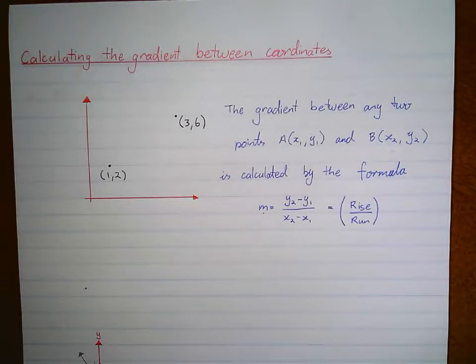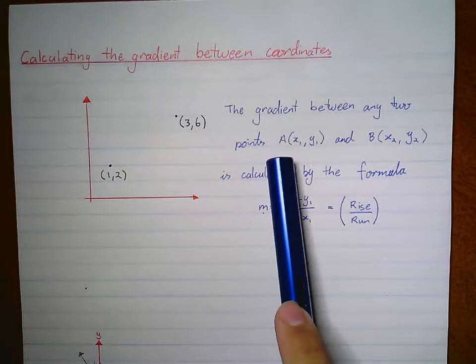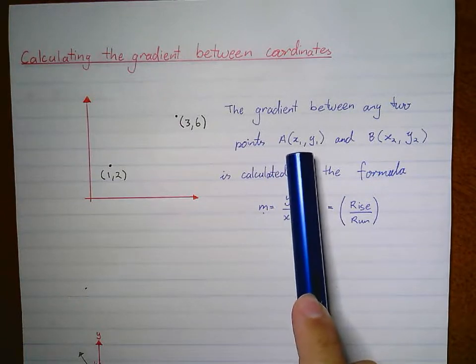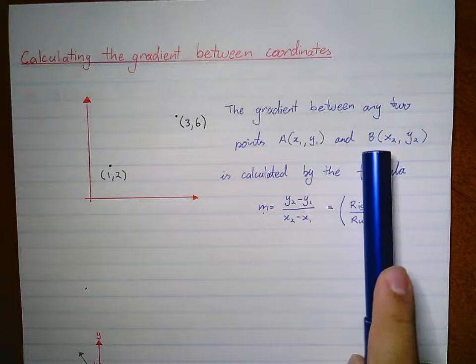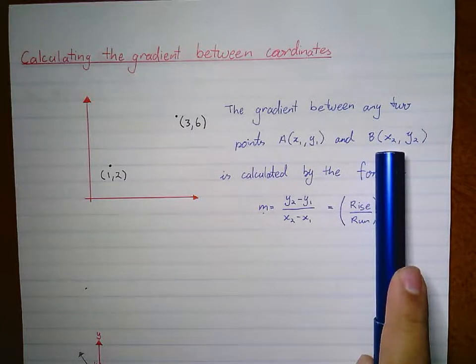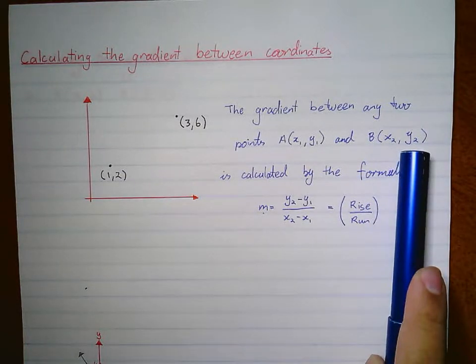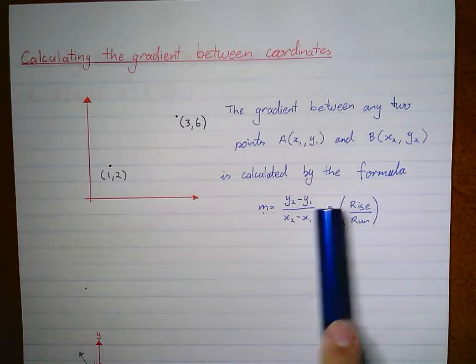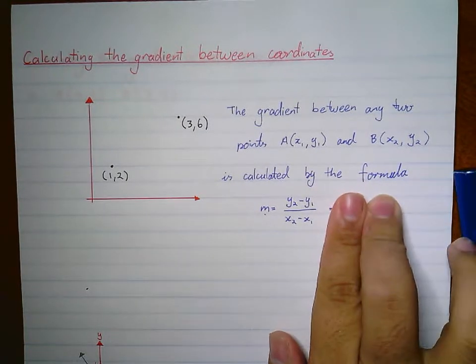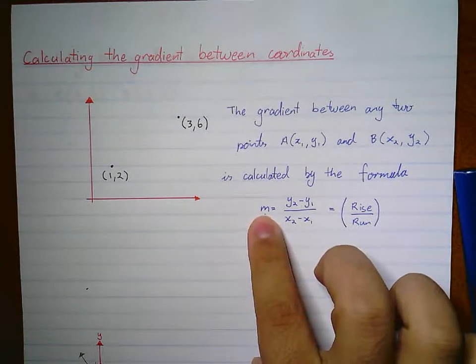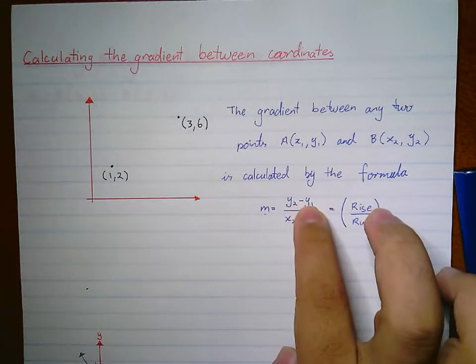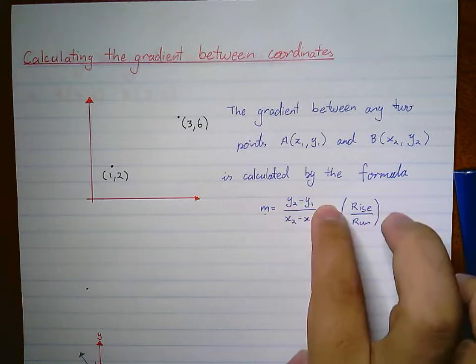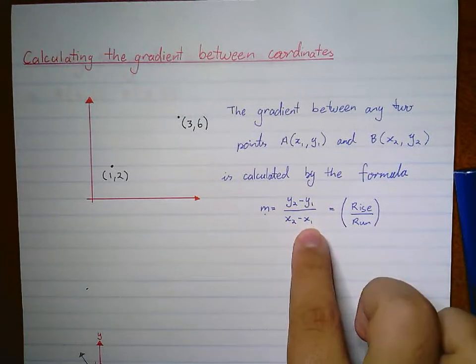The gradient between any two points, so let's say we have point A with coordinates x1 and y1, and another point with coordinates x2 and y2. We can calculate the gradient using this formula. M, which is the symbol used for gradient, is y2 subtracted by y1 divided by x2 subtracted by x1.